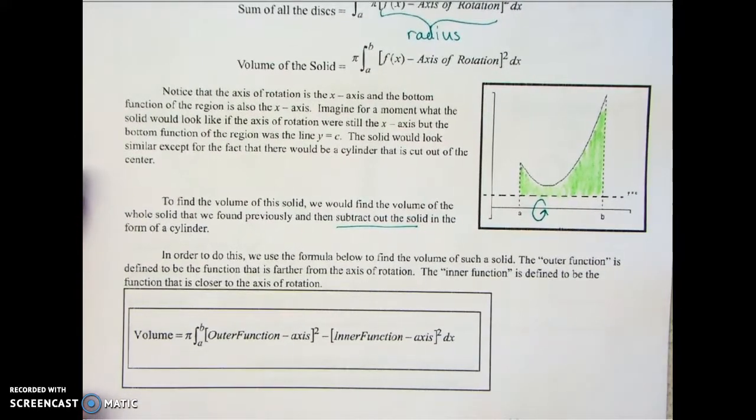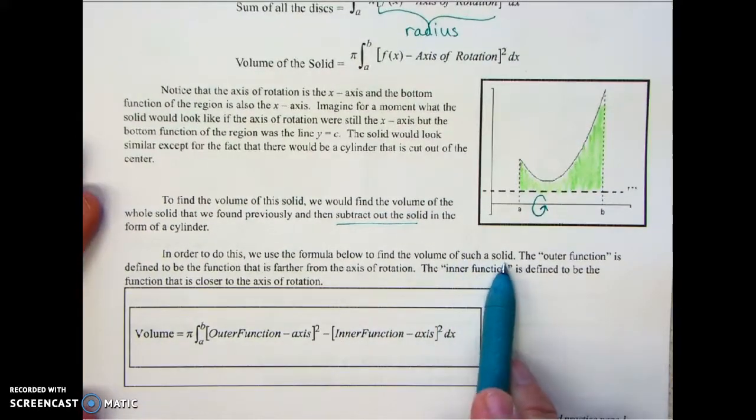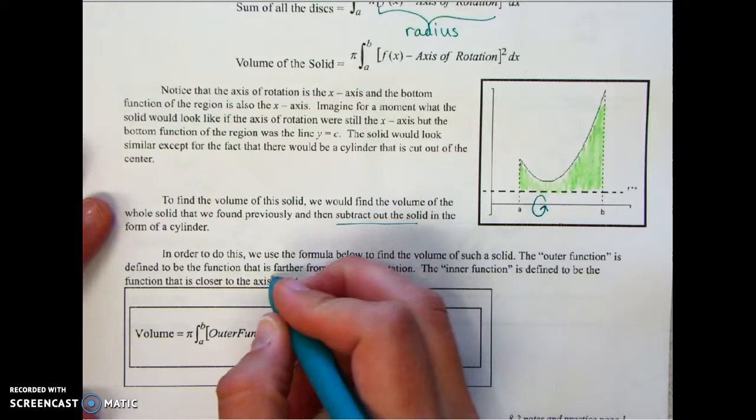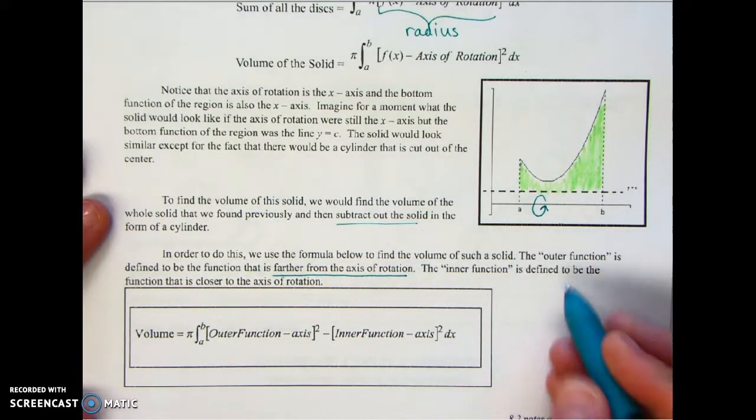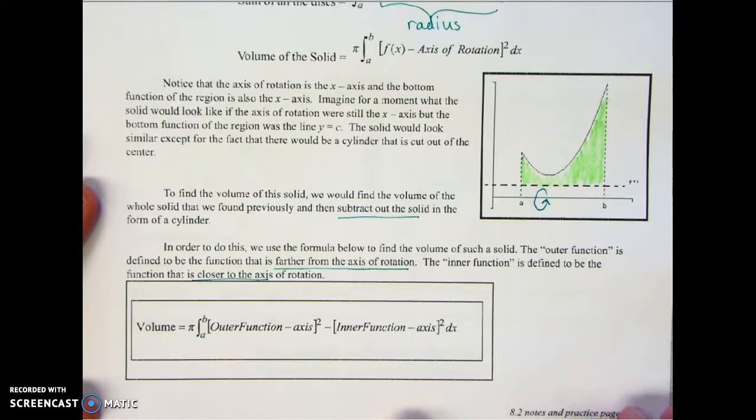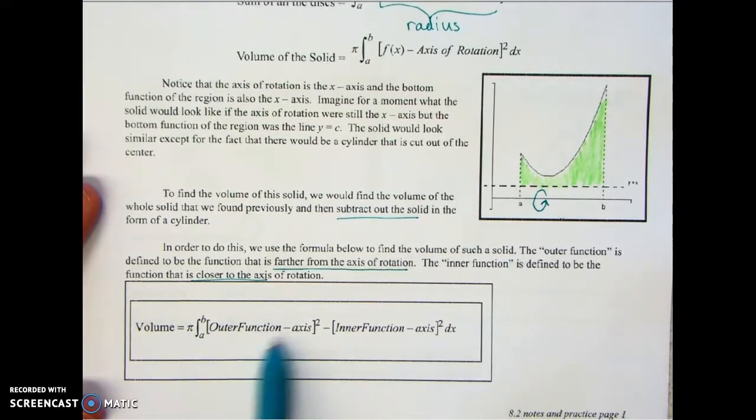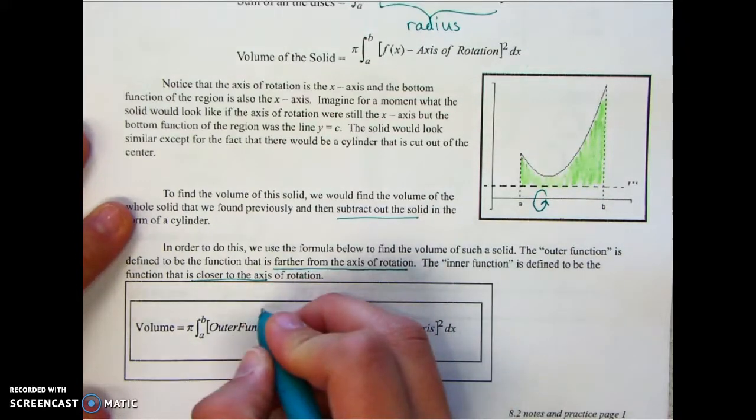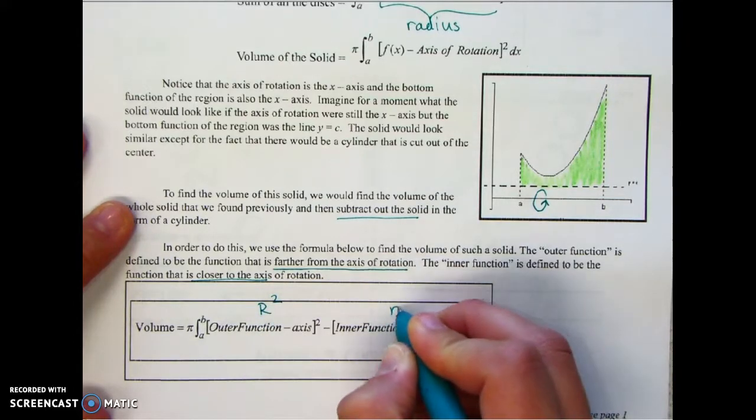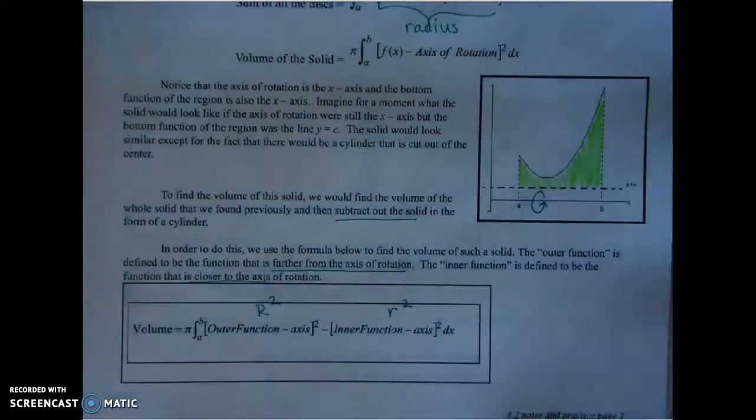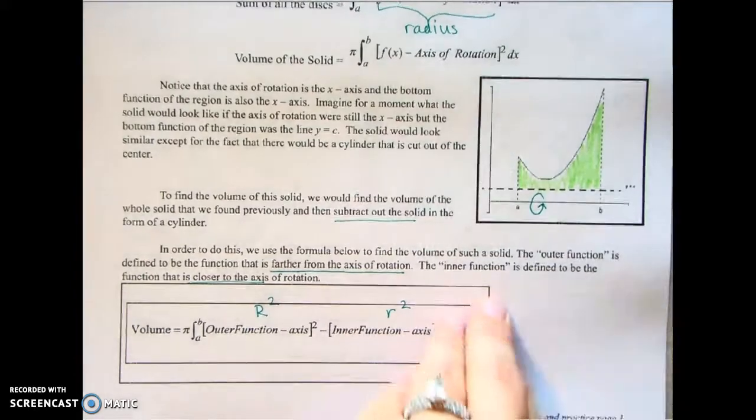In order to do this, we will use the formula below to find the volume of such a solid. The outer function is defined to be the function that is farther from the axis of rotation, whereas the inner function is defined to be the function that is closer to the axis of rotation. So we have a pi r squared minus a pi r squared, but it just comes out to be pi and then r. We're going to call this big R, and then we're going to call this one little r. It's a little confusing until we get to some examples. So let's turn the page and do some examples.